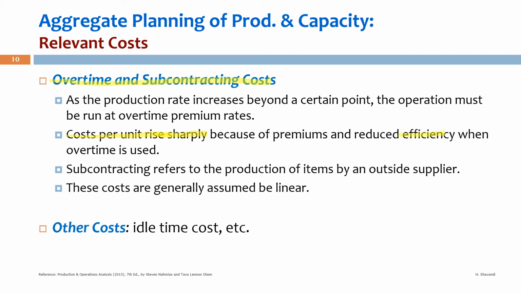Okay. And for subcontracting, we ask some outside supplier to produce the items for us. Again, in this case, the cost will normally be higher than ours. So the costs are usually higher, and here we assume that they are linear in terms of the volume. Other costs here are idle time cost, etc.